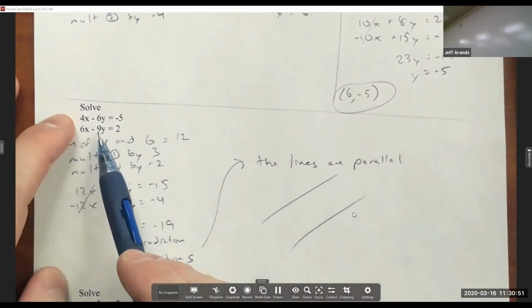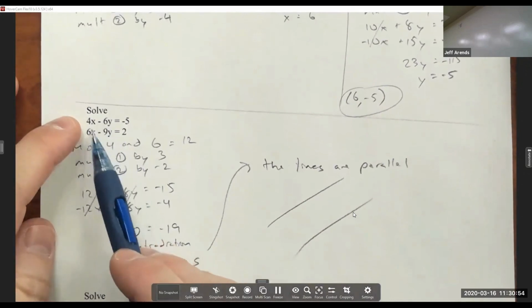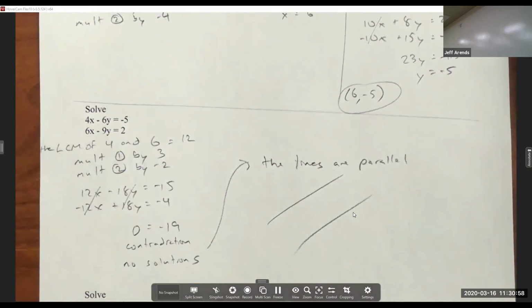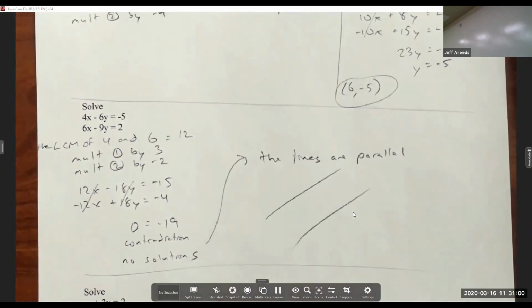I could verify that, I suppose, if I wanted. You could go through here and check to make sure that they have the same slope but a different y-intercept. I'm not going to bother, though. If you want to do that, feel free.